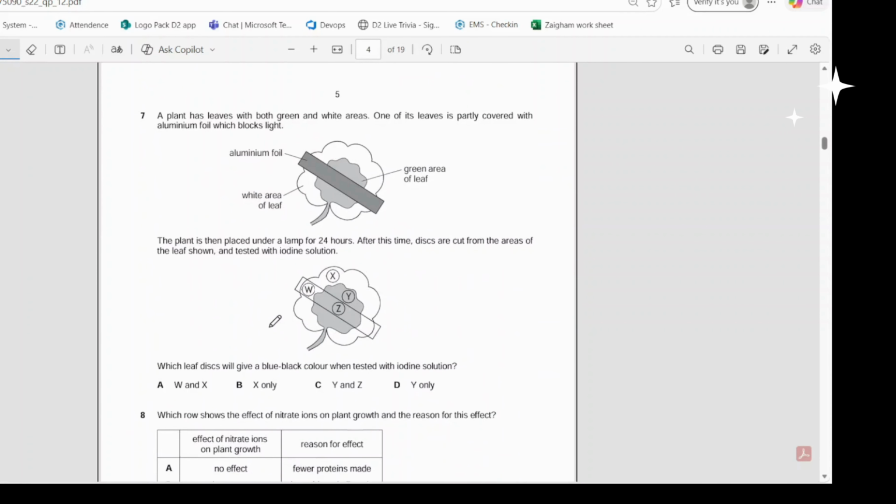Okay. A plant is there, or sorry, a leaf is given. It has a white area and a green area. Some part of the green area is covered with aluminum foil, which gives the concept that this part is not receiving any light, and after 24 hours they tested it with iodine. Which part would show a positive test for iodine? Because the green part is producing starch, and Z won't produce any starch because it's not receiving any light.